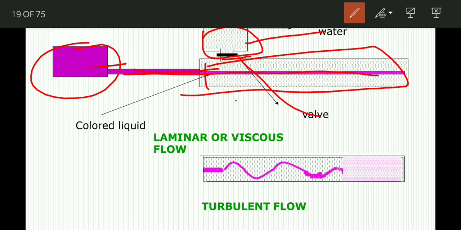Reynolds observed a region of irreproducible results between the laminar and the turbulent flow regions. This region is termed the transition region. The region between the laminar and the turbulent flow is called the transition region. Why do we call it a transition? Because the streamline flow is changing into turbulent flow. So the transition is going on. That's why we call it the transition region.